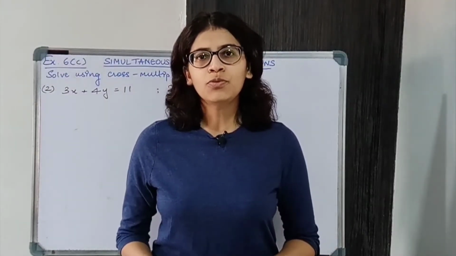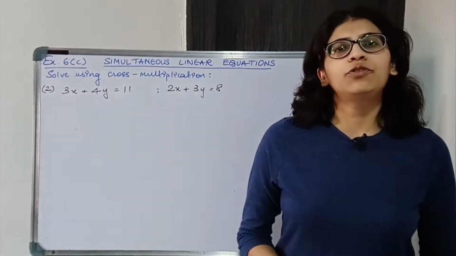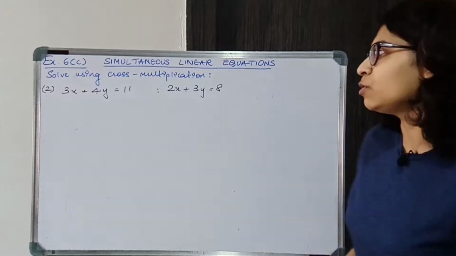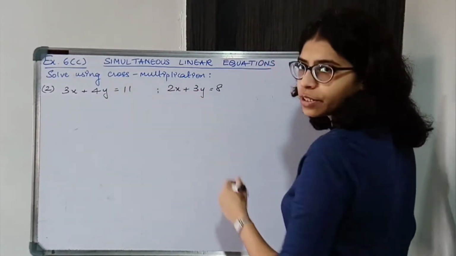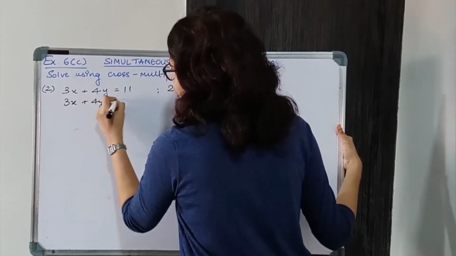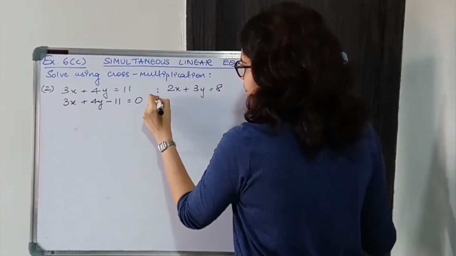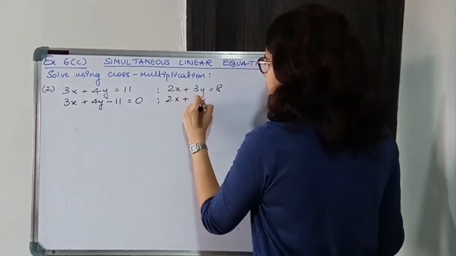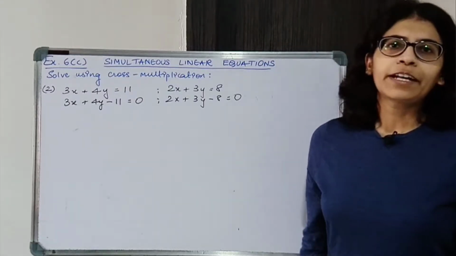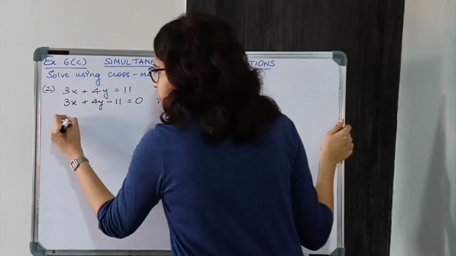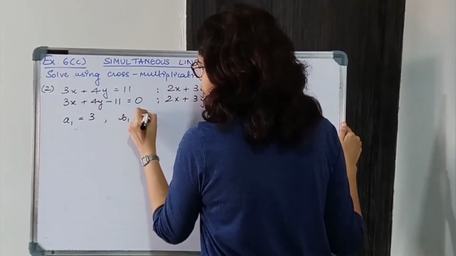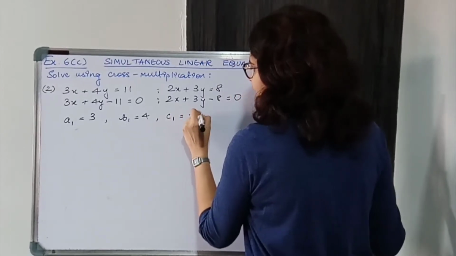Coming to question number 2. Now first step, we have to make sure the equations are in the form ax plus by plus c equal to 0. So we'll shift the terms over here. Okay, so x wala term, then y wala term, and then constant equal to 0. Same thing over here, x wala term, y wala term, and then constant equal to 0. Okay, second step, we'll write down the values of a, b and c. So a1 is 3, b1 is 4, and c1 is minus 11.